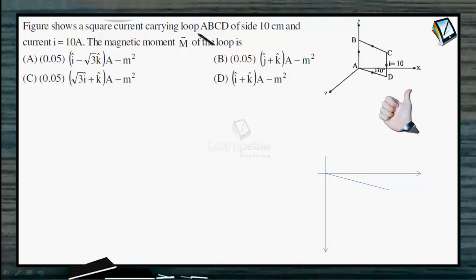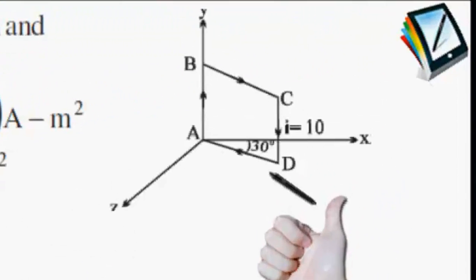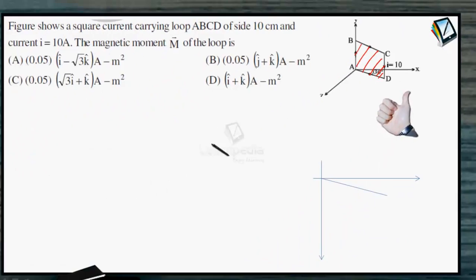Figure shows a square current carrying loop ABCD of side 10 centimeter. Here it is a square current carrying loop placed in such an orientation, as you can see, that one side is parallel to the y-axis and this edge is making an angle 30 degree with the x-axis. So the plane of this square is like that.